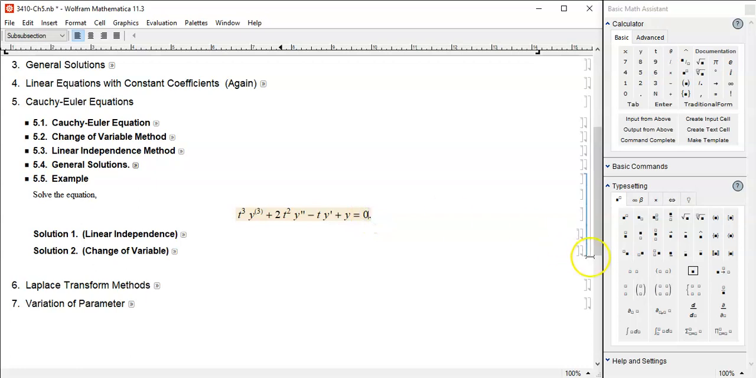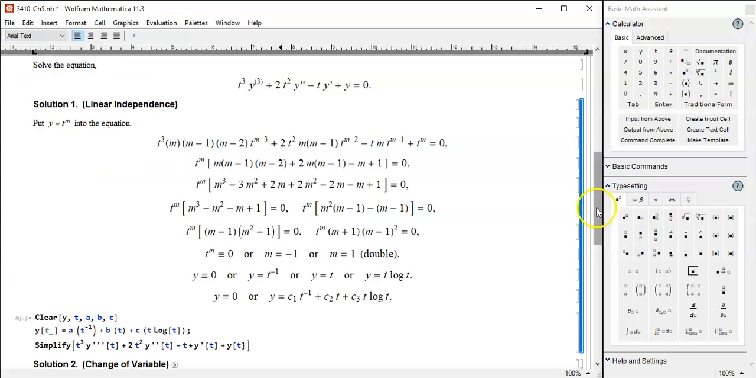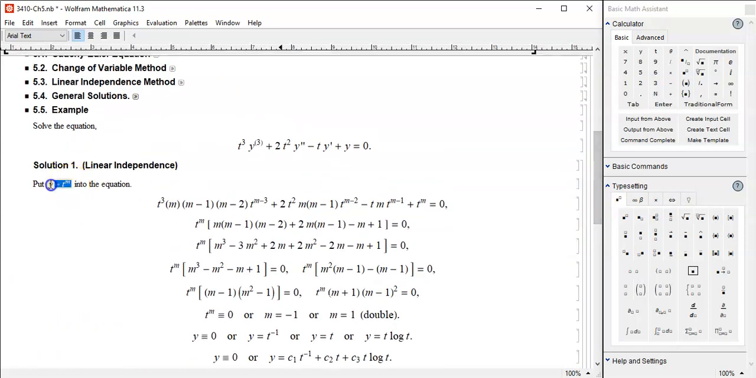Okay, how do we handle this? Linear independence method. Okay, all right. Plug in y equals t to the mth power. And the third derivative is not too difficult. There you go. Take the derivative 3 times using the power rule. m, m minus 1, m minus 2. And then the second derivative. Here it is. m, m minus 1. And then first derivative. Just multiply m. Okay, we have that. And then what do we do next?